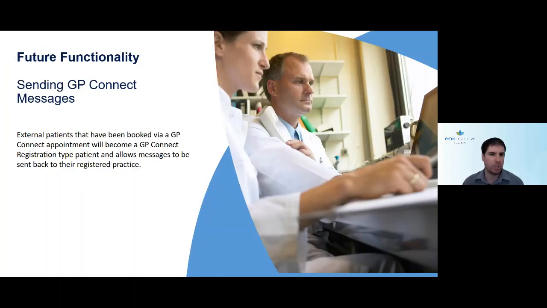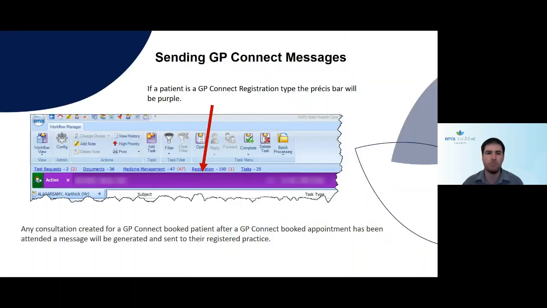So future functionality, sending GP Connect messages. External patients that have been booked via a GP Connect appointment will become a GP Connect registration type patient and allows messages to be sent back to their registered practice. So if a patient is a GP Connect registration type, the Précis bar will be purple.